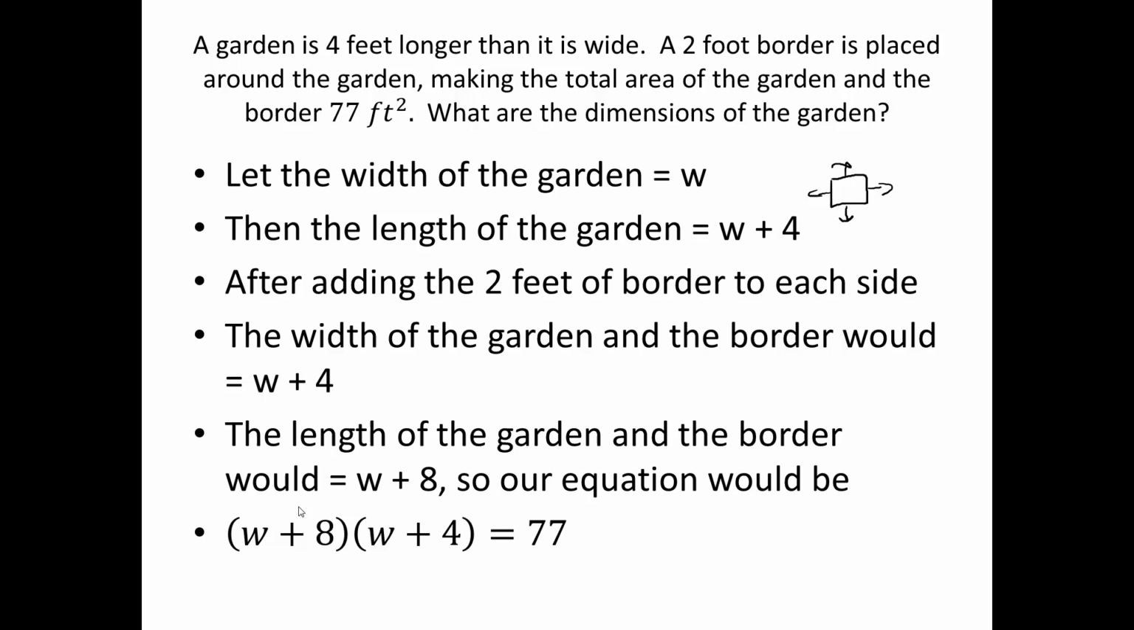We're going to consider this a rectangular garden, of course, so we're going to say that the formula for the area of a rectangle is length times width. Area equals length times width. So that's what I did here. Multiplied my length times my width and set it equal to my total area, which was 77 feet squared.